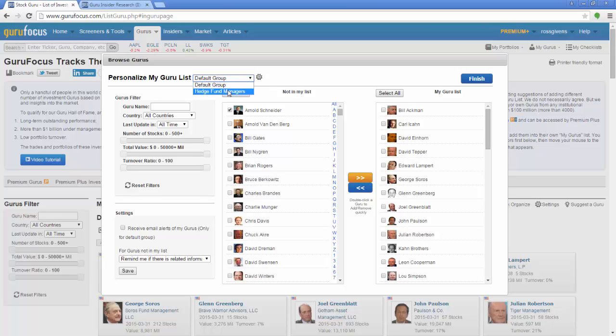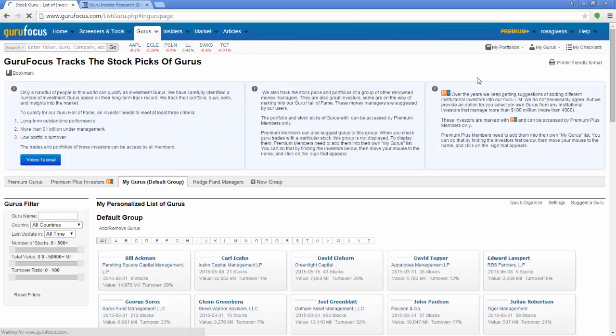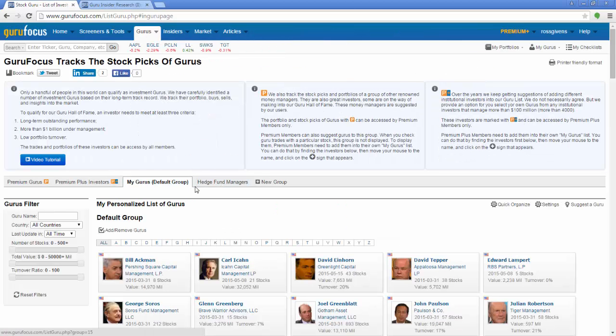And as you can see, you can have different lists here. So you'd finish that up, and then you can make another group. You can click this new group button right here. You can create a new group that is just your 10 or 20 you want to follow, but that way you won't be fumbling around with it. So by default, your My Gurus default list is all the premium ones. Okay, hopefully that makes sense.